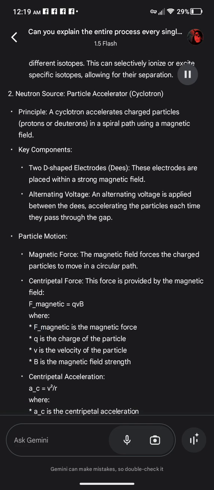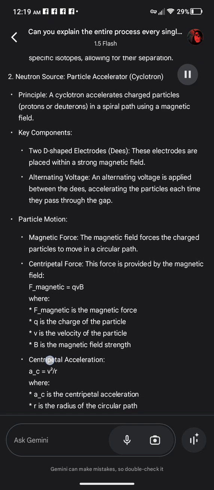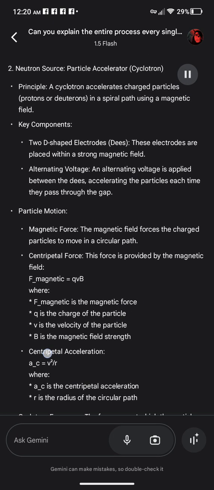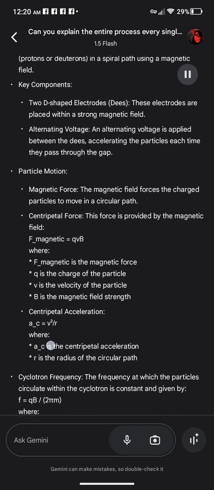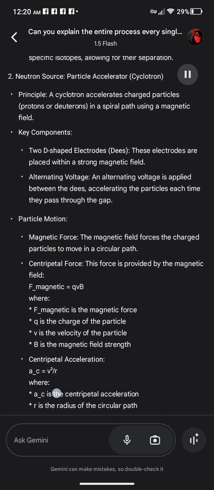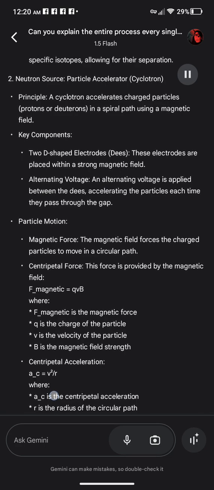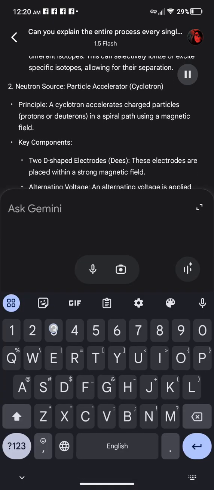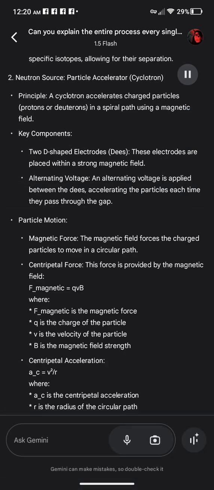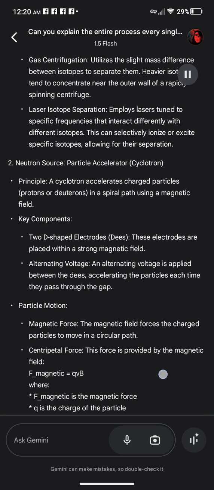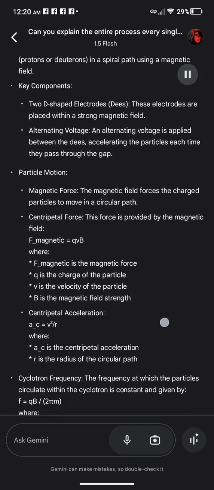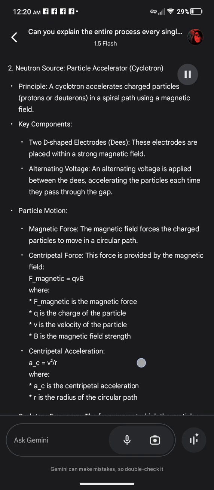qvB. Just don't get too close to it, where it'll kill you. F_magnetic is the magnetic force, q is the charge of the particle, v is the velocity of the particle, B is the magnetic field strength. Centripetal acceleration, a_c equals v²/r, where a_c is the centripetal acceleration and r is the radius of the circular path. Cyclotron frequency. The frequency at which the particles circulate within the cyclotron is constant and given by f equals qB over 2πm, where f is the cyclotron frequency and m is the mass of the particle.